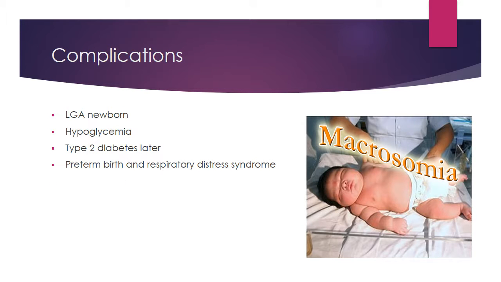Complications. Extra glucose can cause the baby's pancreas to make extra insulin, which can cause the baby to grow too big, resulting in a large for gestational age newborn. Hypoglycemia of the newborn can happen due to the baby's insulin production being too high. Babies with mothers that had gestational diabetes have a higher risk of developing type 2 diabetes later in life. If the mother is having uncontrolled high blood sugars, this can increase her risk of going into preterm labor, and the baby can develop respiratory distress syndrome due to prematurity.